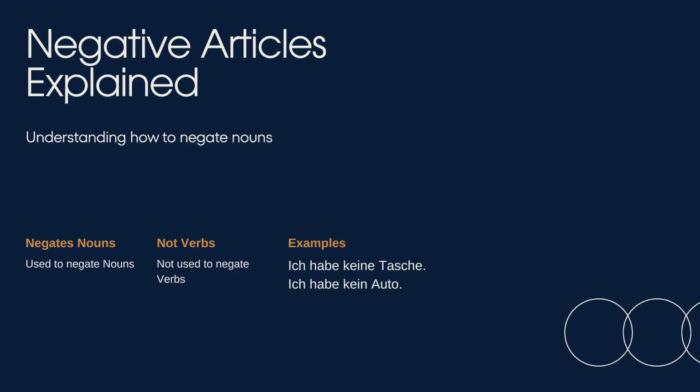Negation articles are used specifically to negate nouns. You cannot use negation articles to negate verbs or adjectives. So whenever you want to use this negation article, you have to negate the noun, not the verb, not the adjective or anything else. You negate the noun. That's the only thing.